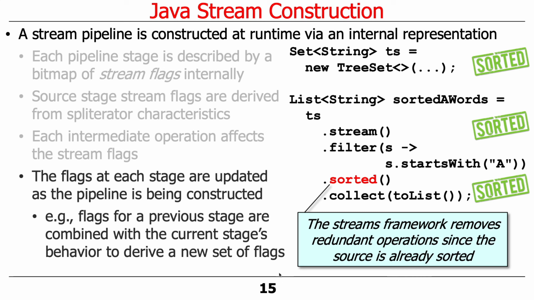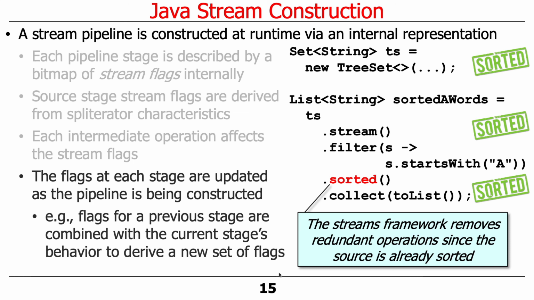So as you can see here, this is a simple example. We make a local variable called TS, which is a new tree set. That sets the flag sorted, so we know it's sorted. We then go and turn that into a stream. We filter out things that aren't starting with capital A. It's still sorted. And then we run the sorted operation. Well, the streams framework will say, thank you very much, but I can just ignore your request to sort this because I already know this thing has to be sorted. So there's no point in even running that operation. So it's able to eliminate that operation entirely.